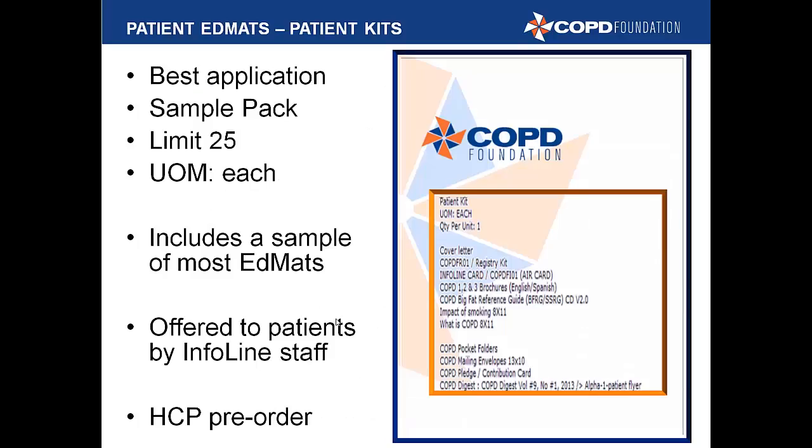So let's first start off with our patient educational materials. The patient kit includes many items that are stuffed into this pocket folder. The most common application for the patient kit is when a customer calls the information line. We will send out this packet which has a broad range of foundation materials. These kits do come at a high cost, and their limit is $25. They're ordered through our catalog with the unit of measure set at each. And then we often will send patient kits to healthcare professionals before they make an order. So this is another common use of the patient kit.